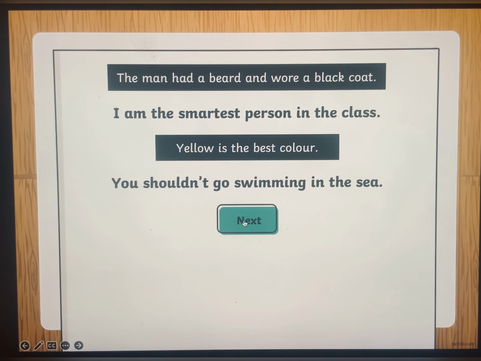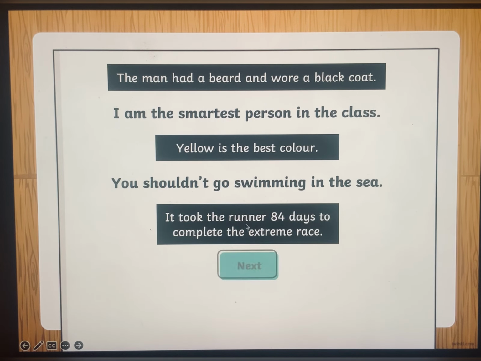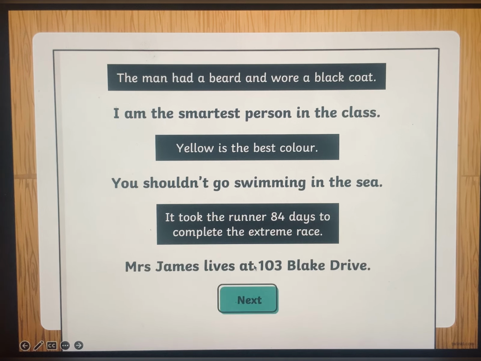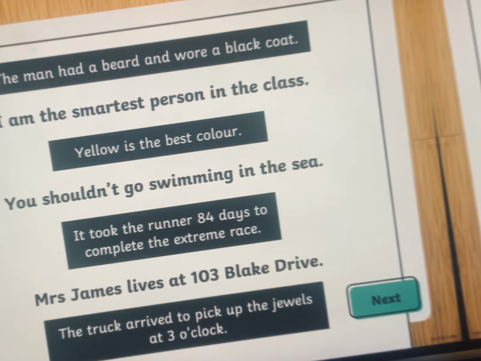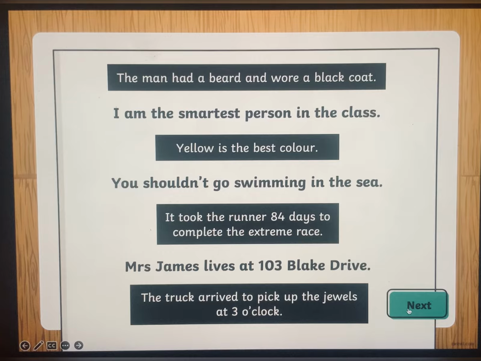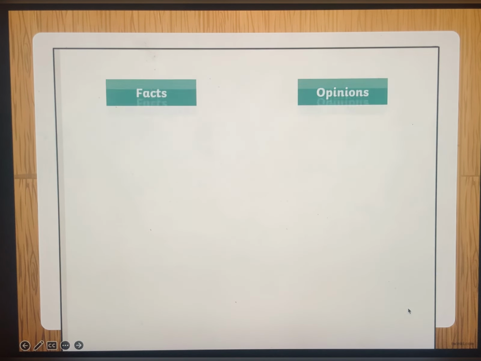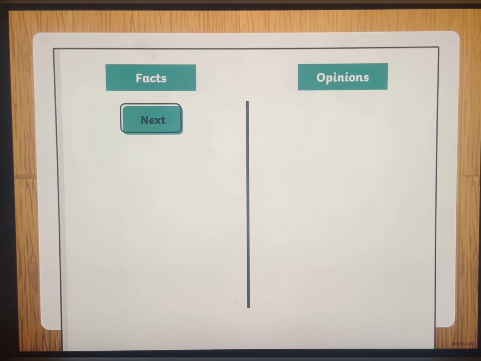Have you decided? Perfect. It took the runner 84 days to complete the extreme race. Have you decided? Perfect. Mrs. James lives at 103 Blake Drive. Are you ready to get them actually sorted? All right. Oh, we have the last one here. The truck arrived to pick up the jewels at 3 o'clock. Wow. Let's see the difference now. Okay, are you ready to tick mark whether your check is right or not?